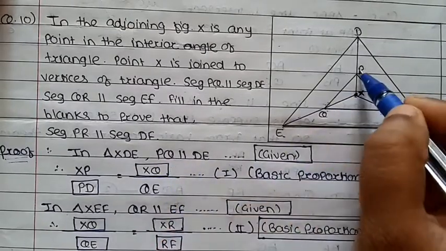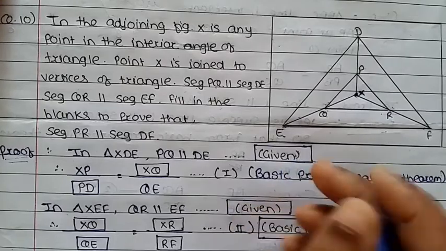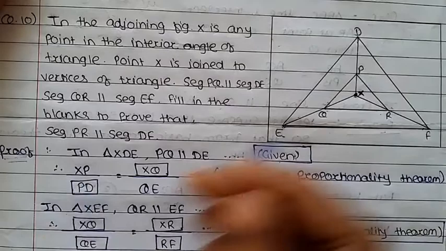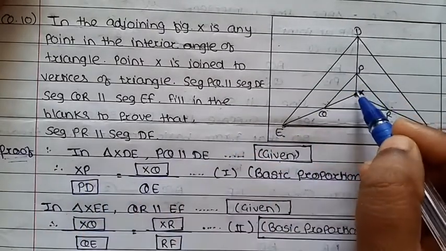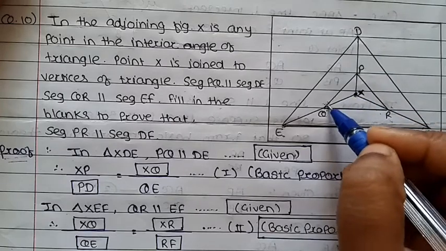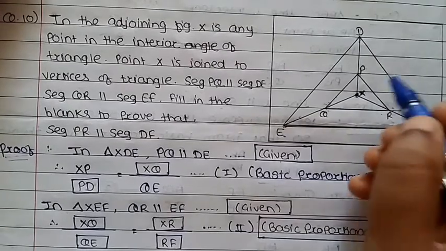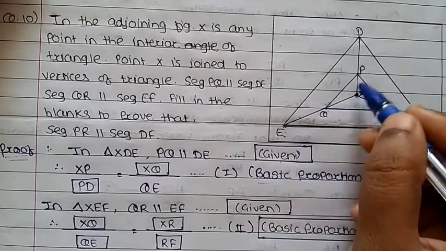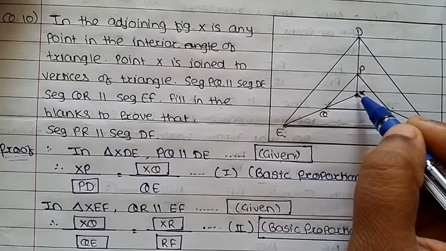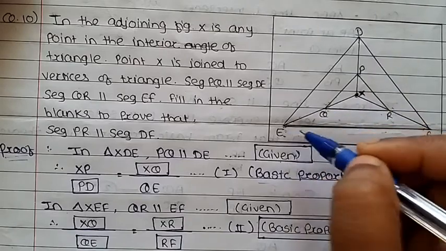Parallel lines are what? PQ is parallel to DE. Okay, this is given here. This is given in your question. So write down here, given. Next, we can say that XP divided by PD is equal to XQ divided by QE. Why? Because this is the basic proportionality theorem. Because this line PQ is parallel to DE, therefore the other two sides are in the same proportion, that is XP divided by PD and XQ divided by QE.